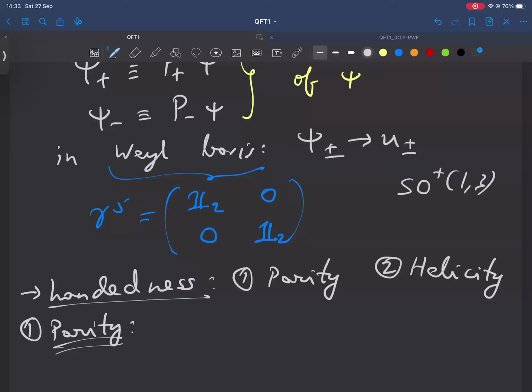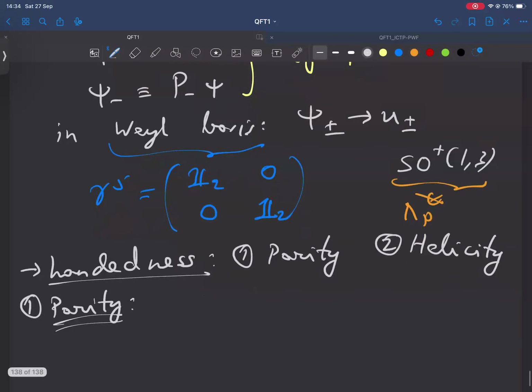Now recall that we want to extend this study to what happens when you also include parity. This group didn't contain parity. If I denote parity by lambda p, we now want to look at what happens when we include parity and try to understand its action on the spinor field. Recall that parity takes t and x to t and minus x.